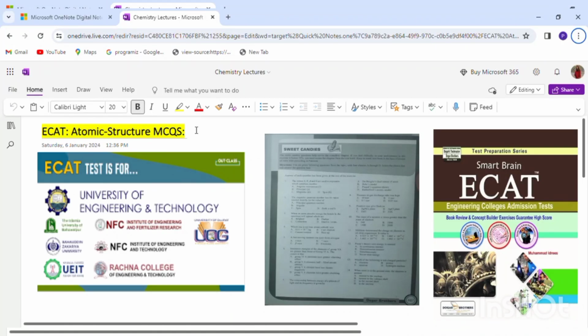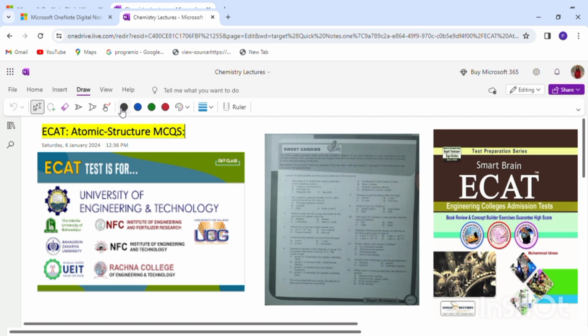Okay, so as in the last video, we have solved the MCQs from the OETP book, which is for NUST past papers. So in today's video, we are going to solve the atomic structure MCQs from Ecat, as you can see here in the topic. Today we are going to solve the MCQs from the Ecat book of chapter 2, or maybe in your book that is chapter number 5, that is atomic structure.